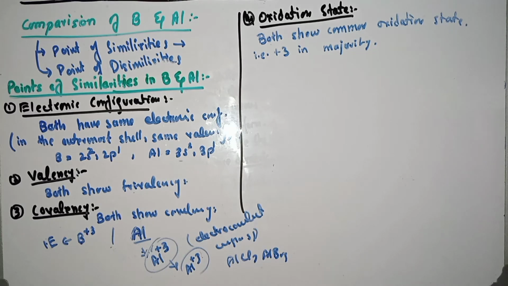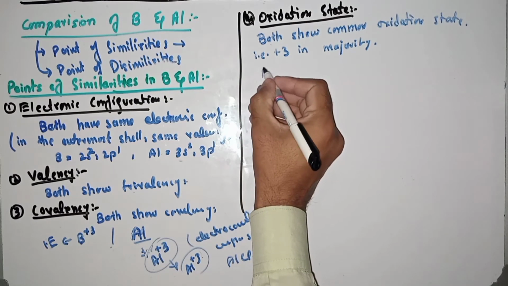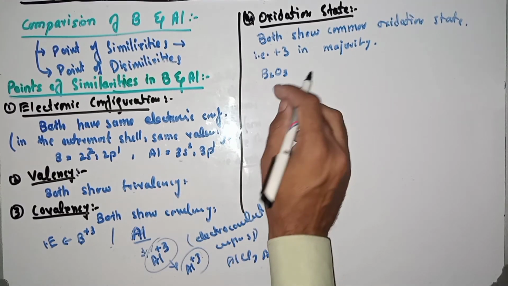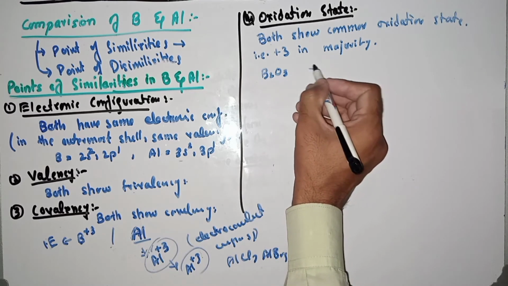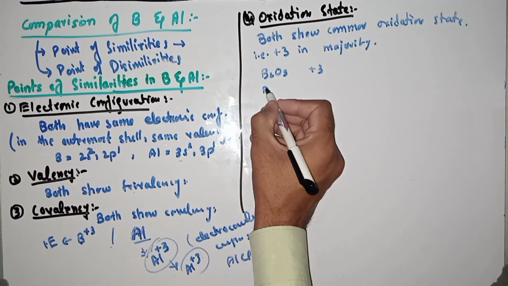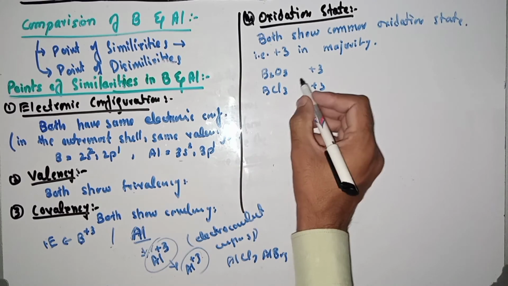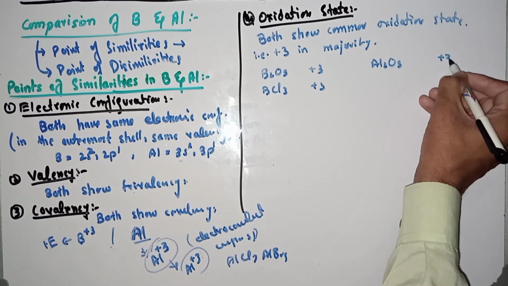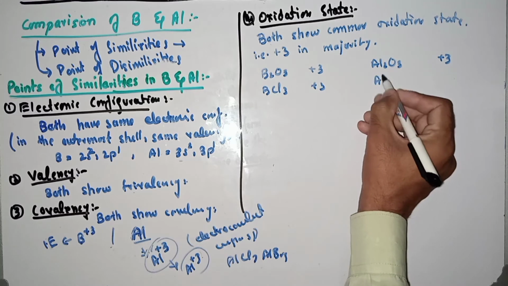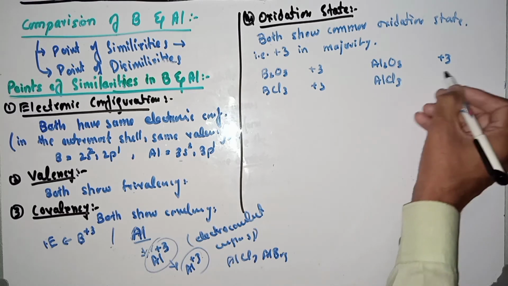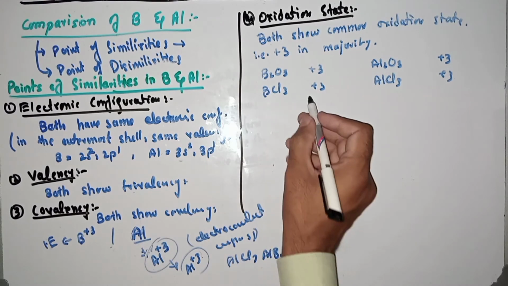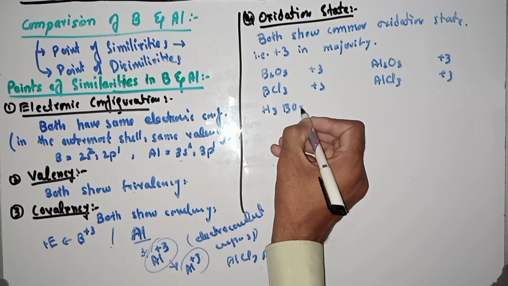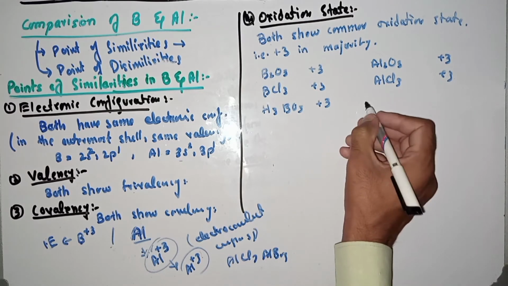I am writing some examples. In the case of boron, that is B2O3, and boron oxy acids, boron has plus 3 oxidation state. In BCl3, boron also has plus 3. Similarly in Al2O3, aluminium has plus 3 oxidation state. In AlCl3, aluminium has plus 3. In BCl3, boron has plus 3. In H3BO3, boric acid, the oxidation state of boron is plus 3.